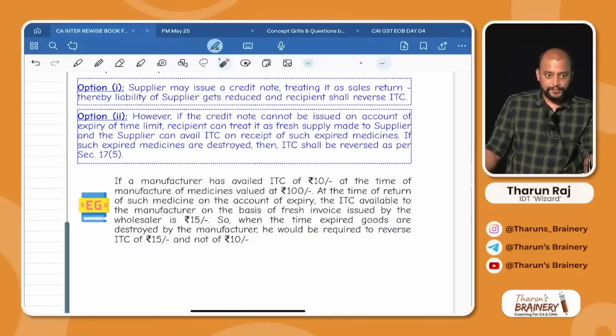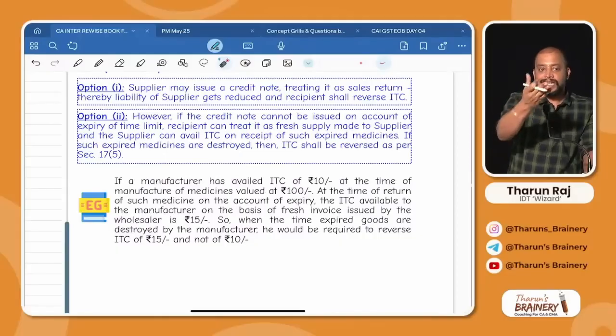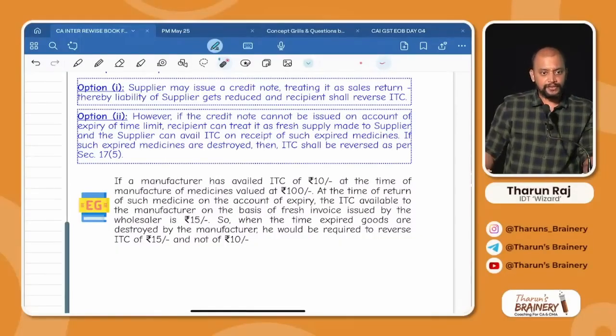Correct. Already you purchased now from me. At the time when you purchase from me, that ITC you have. So whenever you are selling to me, with that liability you set off.